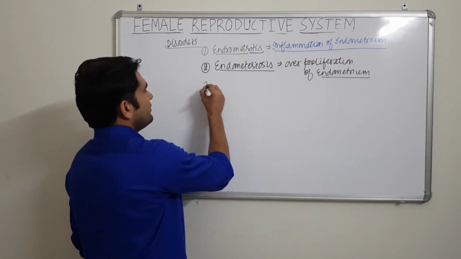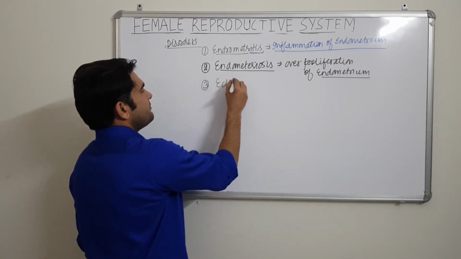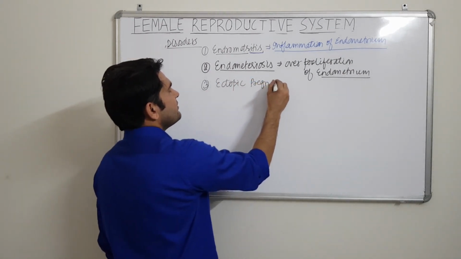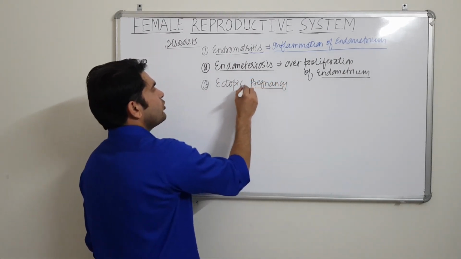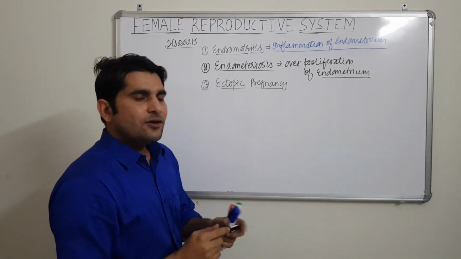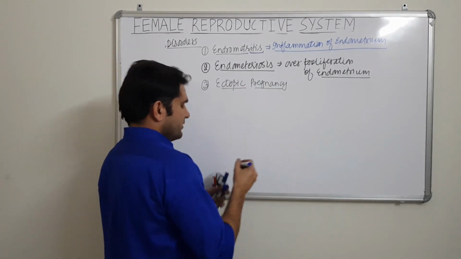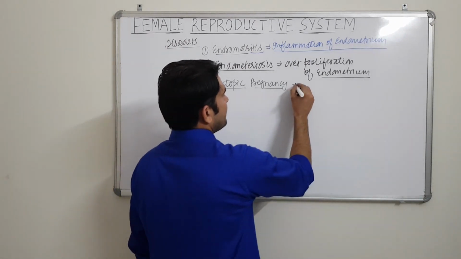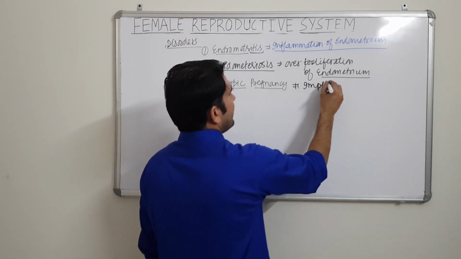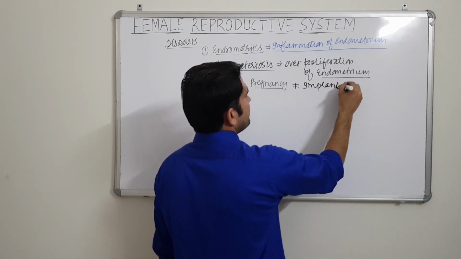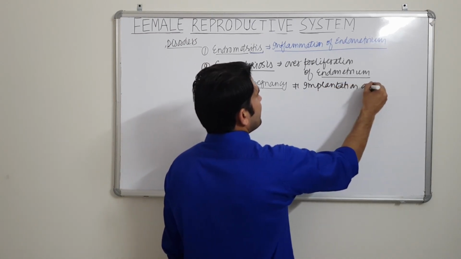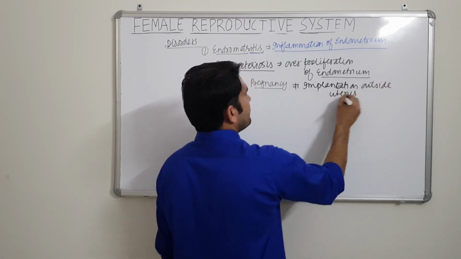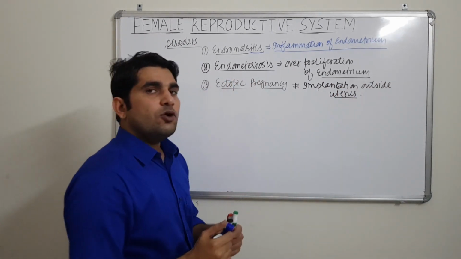Then one more disorder you have discussed many times, ectopic pregnancy. If implantation happens anywhere other than its site, outside the uterus, it is called ectopic pregnancy. Simply I will say implantation at an abnormal site, implantation at an abnormal site outside the uterus. Most commonly it is the fallopian tube, it could be the internal os, it could be the ovaries as well.